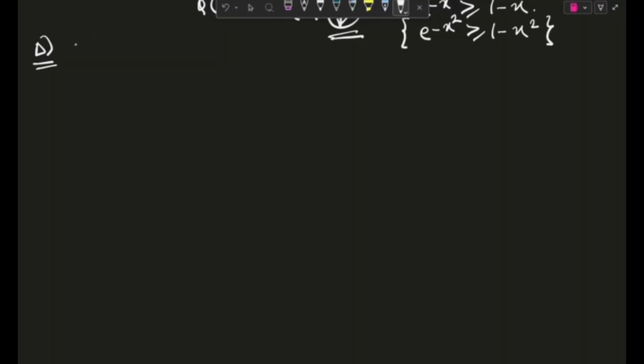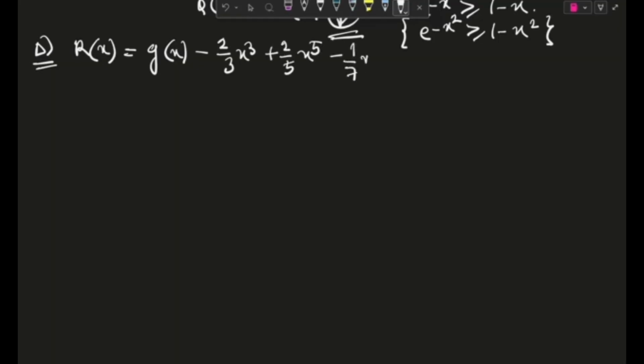So let's now take some r of x. I'm using different letters because we have taken multiple functions. So let this thing be your g of x, and similarly we take that expression also to the left hand side of this. So just a minute. This thing becomes your 2 by 3 x cube plus 2 by 5 x power 5 minus 1 by 7 x power 7, and I guess nothing more. And this is also for your x belonging to 0 to half.